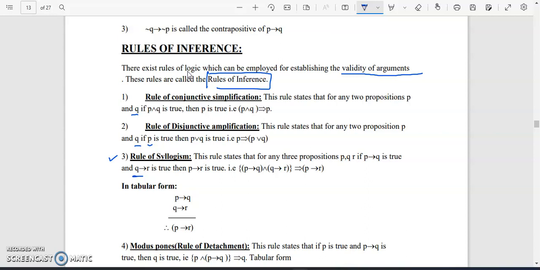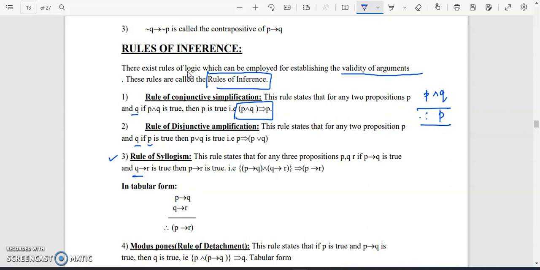It says that whenever P and Q is true, that means P is also true. Or we can say, if P and Q is true, therefore P is also true. This can be written this way also. That will always be true. Why? Because P and Q is true only when P and Q both are true. So definitely P will be true.